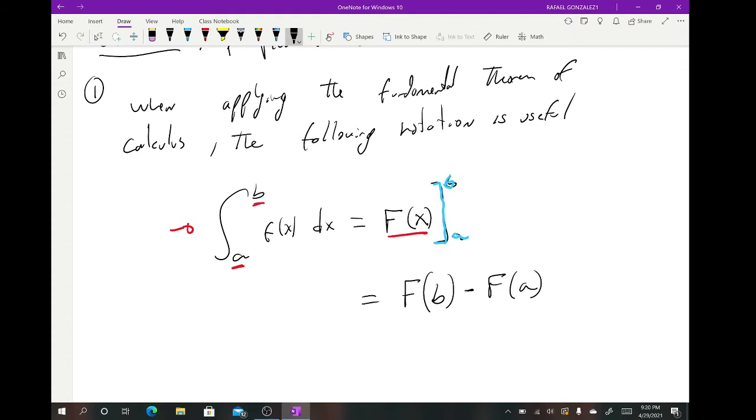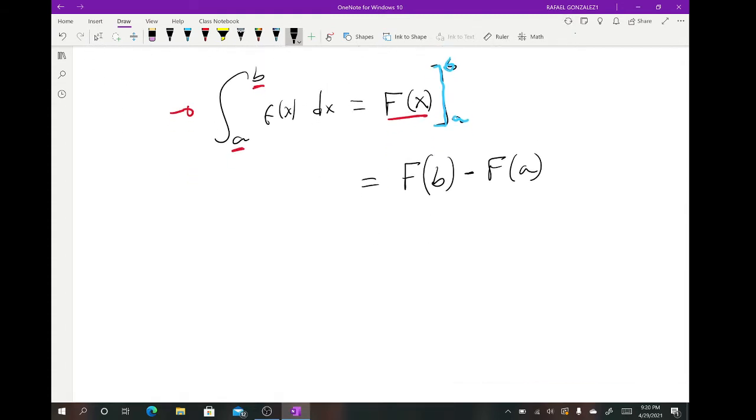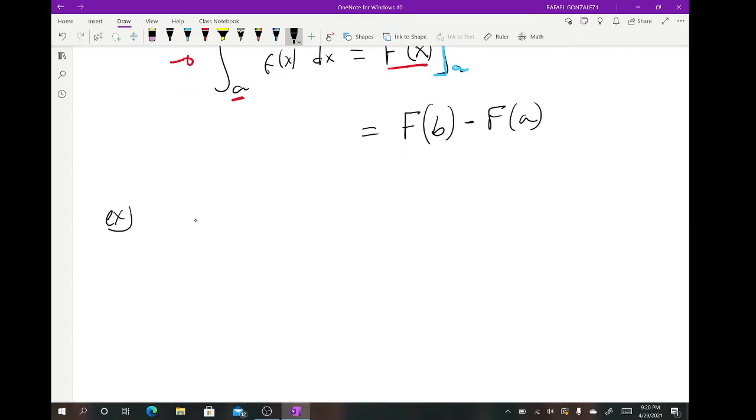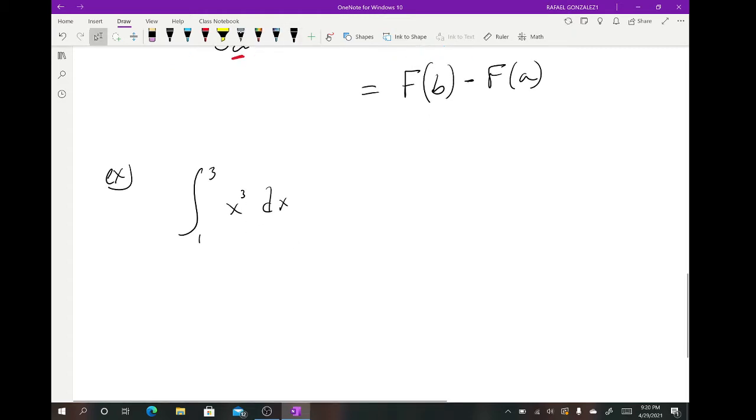So this notation helps us remember that we still have to solve for the difference of the function evaluated at the limits of integration. For example, let's say somebody comes up to you in the street and they give you the definite integral from 1 to 3 of x cubed dx. Let me just remind you, when you have the integral of x to the p dx, this is equal to x to the p plus 1 divided by p plus 1 by the reverse power rule, plus c.